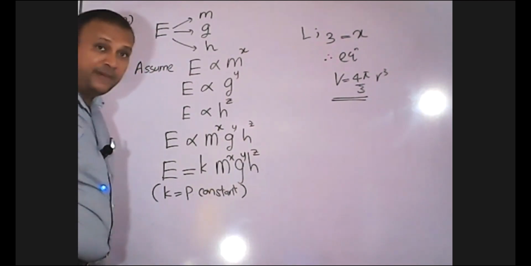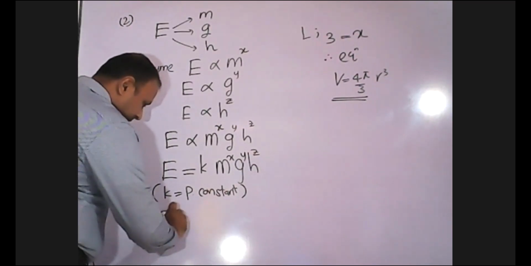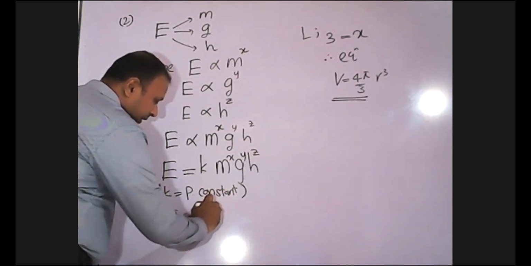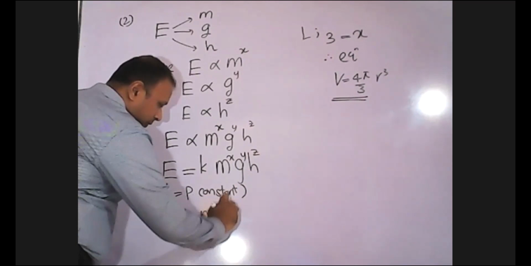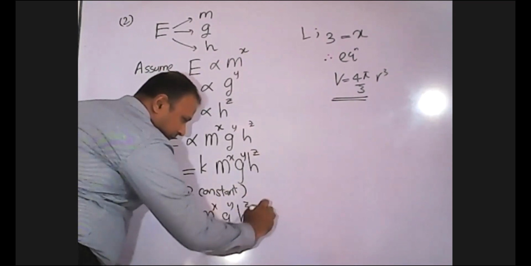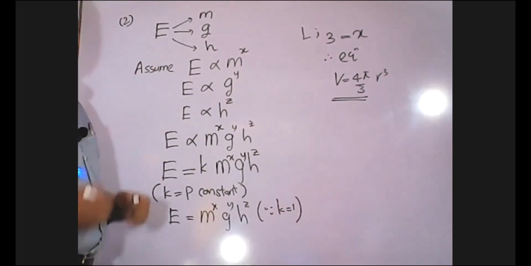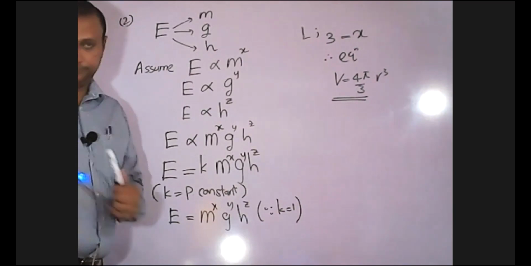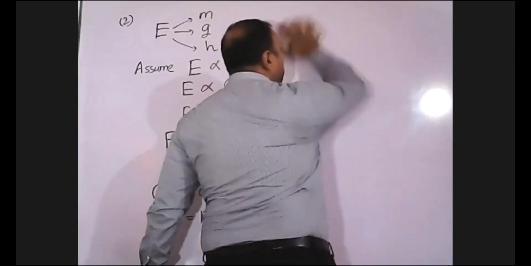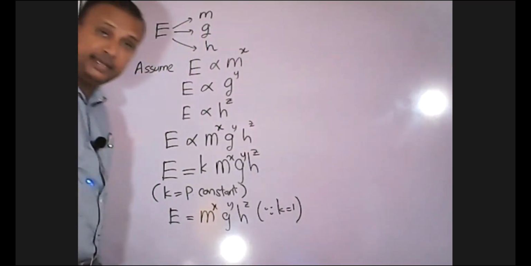We are given the value of k. It is equal to 1. So E is equal to m to the power x, g to the power y, h to the power z, because k is equal to 1. It is given. Then you can apply dimensional analysis to find x, y, and z.